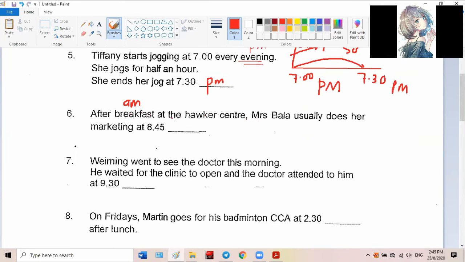After breakfast at the hawker center, Mrs. Bara usually does her marketing at 8:45 what? A.m. or p.m.? AM. Yes, a.m. 是早上, is a.m. Morning is a.m.